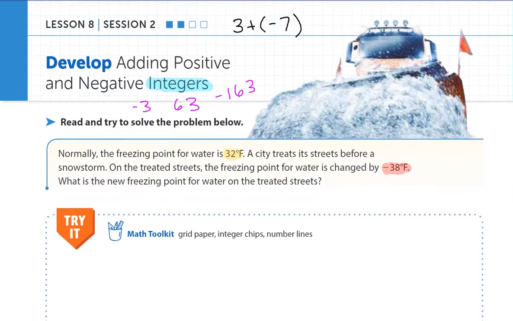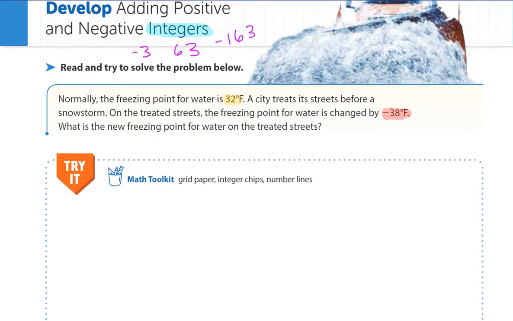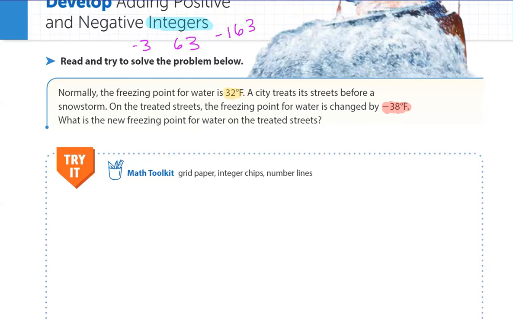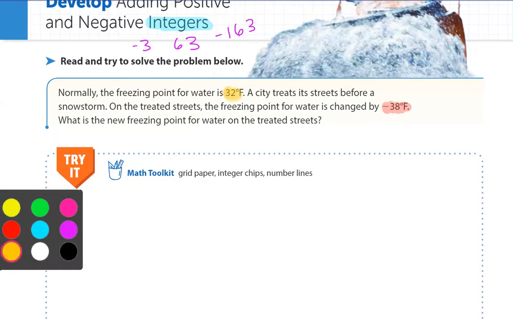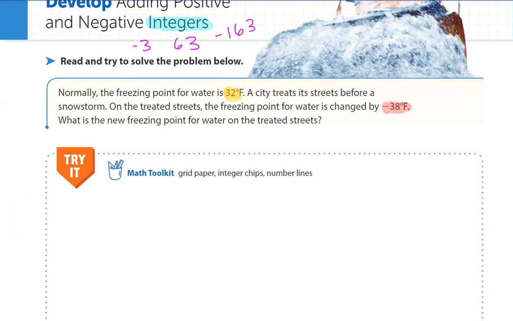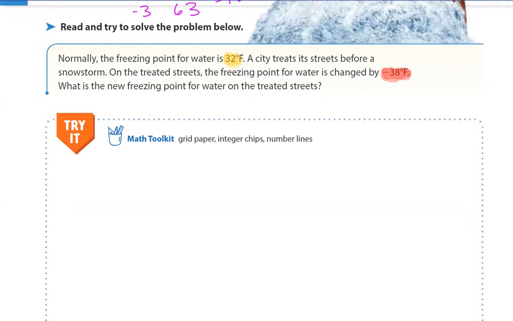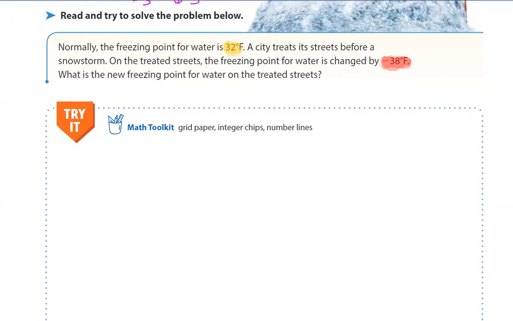So let's look at our try it problem. It says, normally the freezing point of water is 32 degrees Fahrenheit. A city treats the streets before a snowstorm. On the treated streets, the freezing point for water is changed by negative 38 degrees Fahrenheit. So that freezing point goes down by 38 degrees Fahrenheit. What they treated it with, I don't know. We live in Southern California. I don't know anything about snow or freezing or cold. What is the new freezing point for the water on these treated streets?